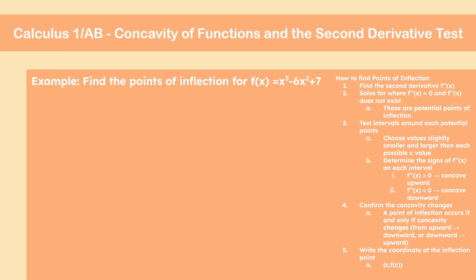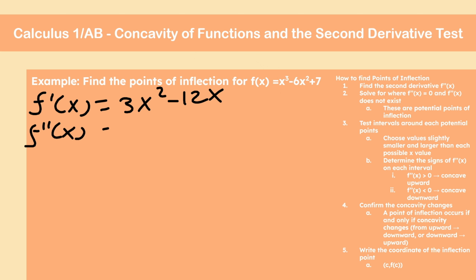So this example asks us to find the points of inflection for the function f of x is equal to x cubed minus 6x squared plus 7. So we're going to start off by finding the first derivative. So this would be 3x squared minus 12x. And then after that, we're going to find the second derivative. So now we have 6x minus 12.